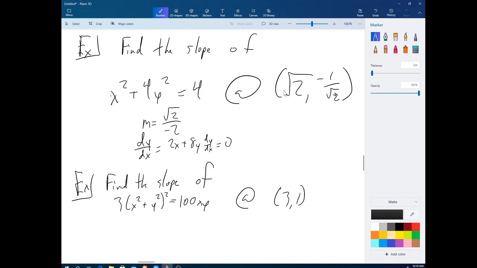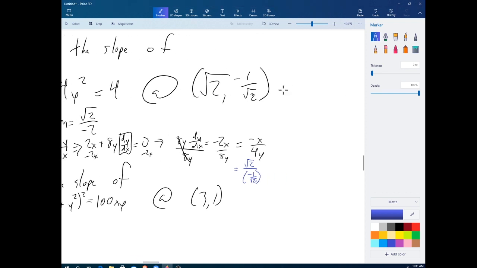Okay, so on that, we are going to rearrange it to solve for dy/dx. And this is where it does look like we have the same thing. So I'm going to subtract 2x, 8y dy/dx equals negative 2x. Divide by 8y, divide by 8y. And we get negative, I'm going to go ahead and simplify, so x over 4y. And then we plug in our number, and we're going to have square root of 2 over negative 1 over the square root of 2.